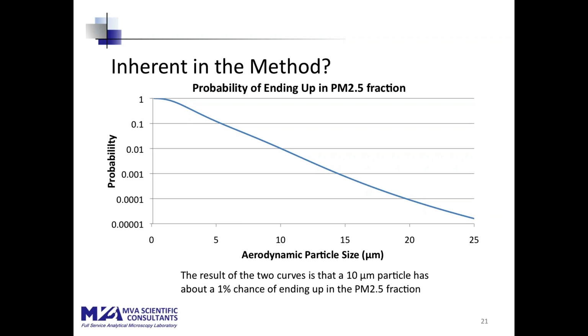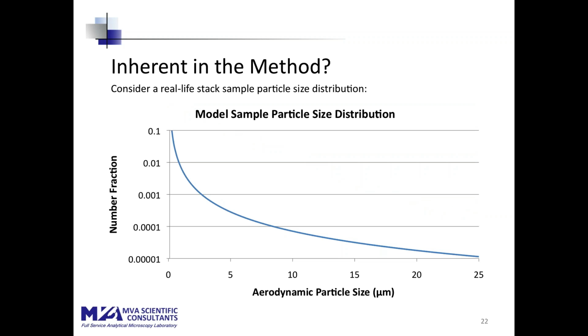So what does that mean if we have an actual sample? Here's a model sample particle size distribution. It's based on the coal-fired power plant sample that we've actually analyzed. Particle size distributions are typically log normal. This is a log normal fit to actual data extended out to 25 microns and dropping down to 0.1 microns, which is the lower limit of the size that we usually measure. So there are a lot of particles that are greater than 2.5 microns, but their probability is pretty small. You have 1 in 10,000 particles at 10 microns, and it gets even smaller as you get bigger.